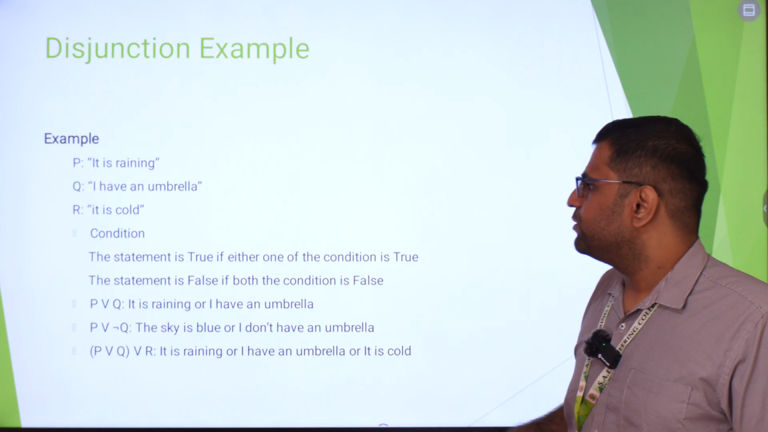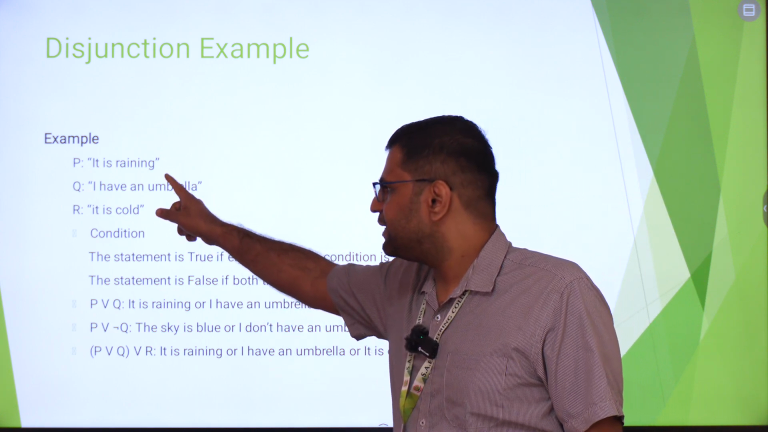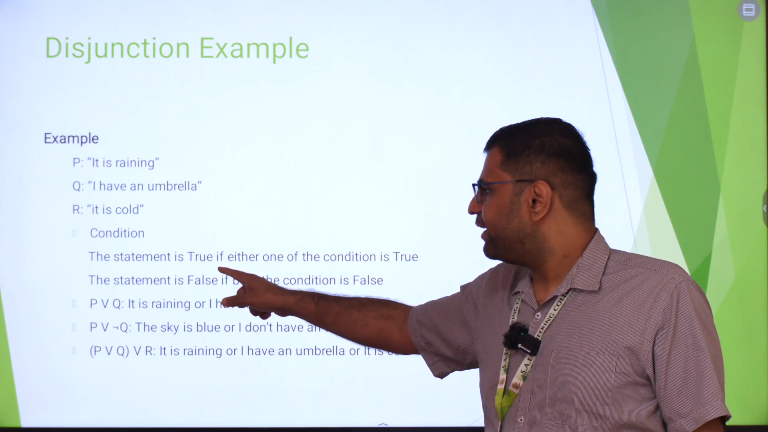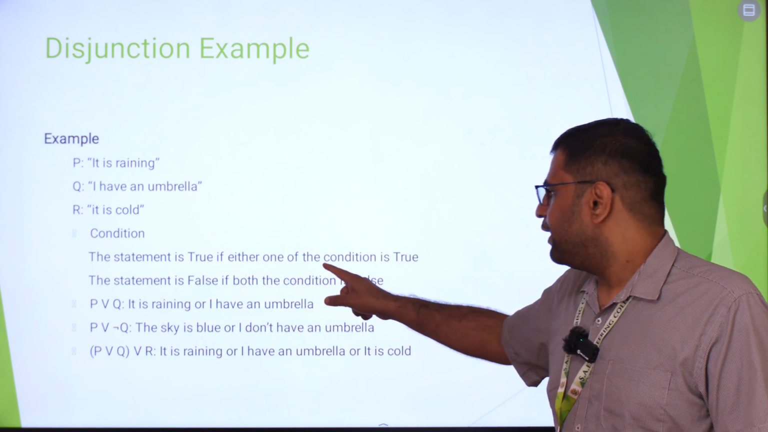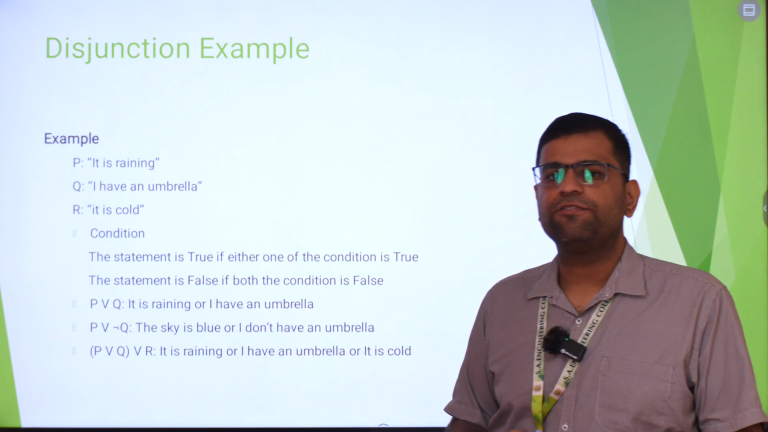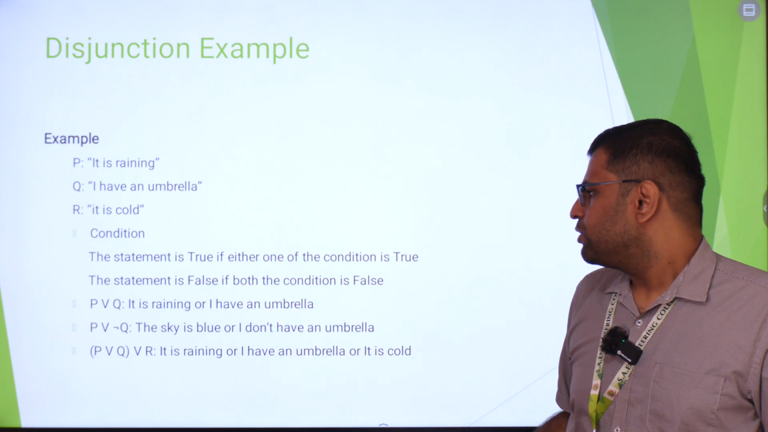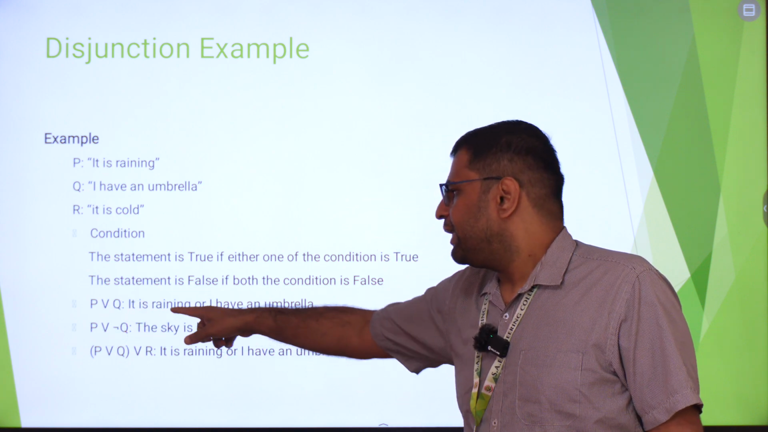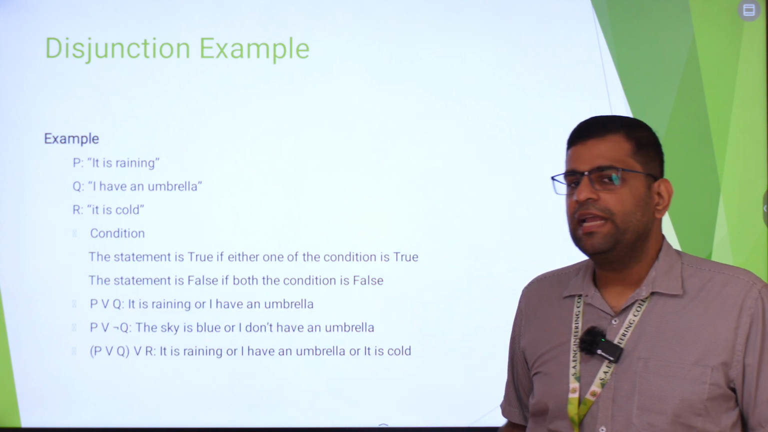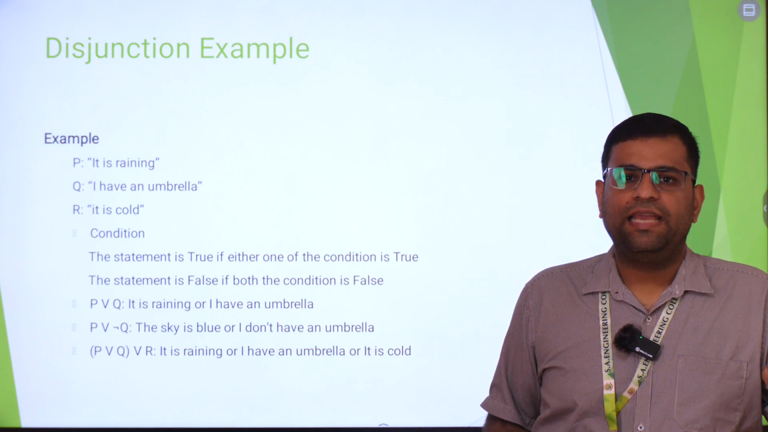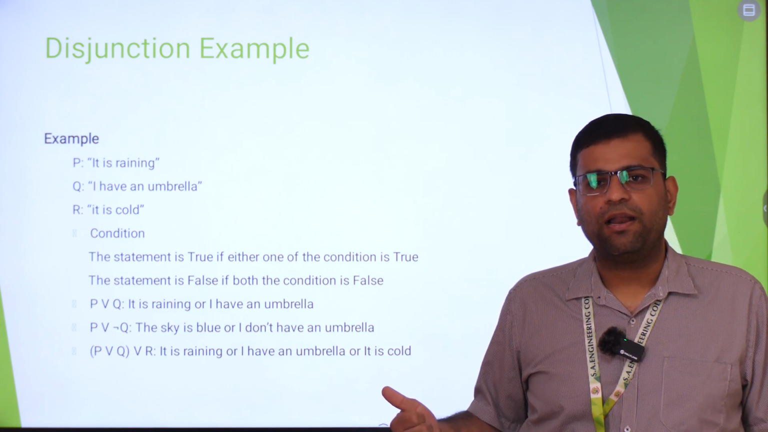Let's see an example. We'll take the same example: it is raining, I have an umbrella, and it is cold. The entire expression is true if one of the conditions is true, and the expression is false if all the conditions are false. For example, let's say P in disjunction with Q: it is raining or I have an umbrella. The expression will be true if either it is raining or I have an umbrella.